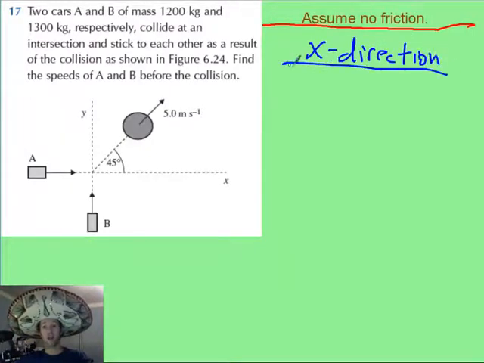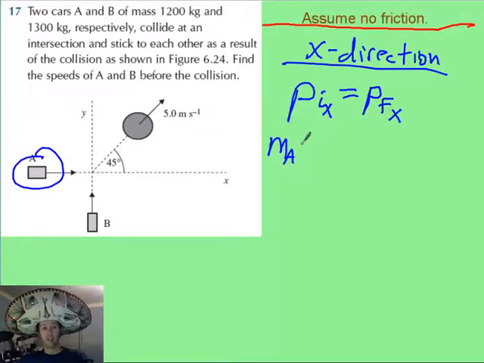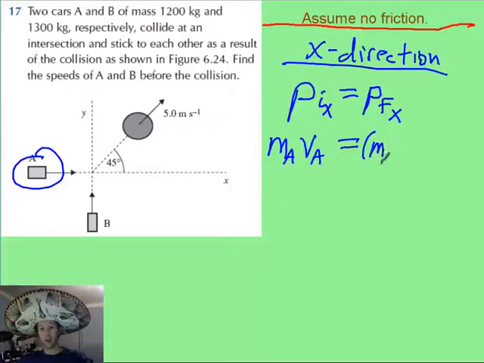And just as we did in the last problem, we're going to say that momentum initial equals momentum final, but we're going to do it in the x component only. Initially, we only have momentum from this guy. This guy has 0 x momentum, person B. So we say that the mass of A times the velocity of A. After the collision, they then stick together. So we've got mass of A plus mass of B times the velocity of that thing in the x direction only.